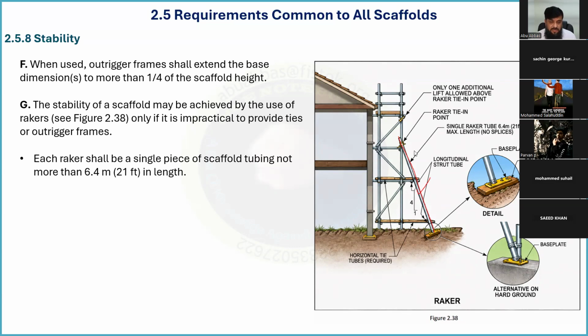Once again, this is what we are referring to as Raker. This diagonal or lateral support, we'll say. One criteria: we can have less than that, 4, 3, whatever is fulfilling our requirement, but maximum one length, no joint. Whatever the size will be, in single length. Shall not be joined or spliced together, okay.